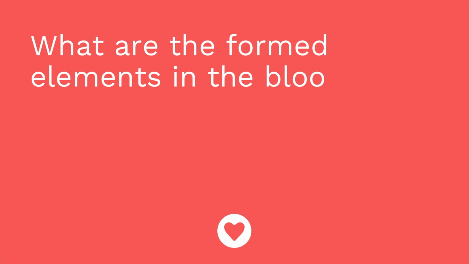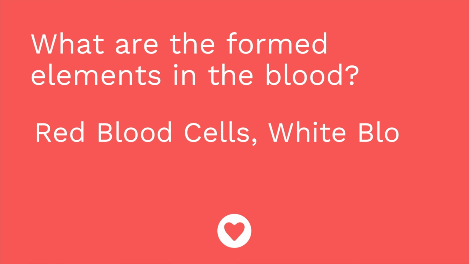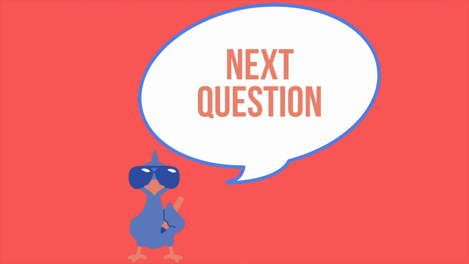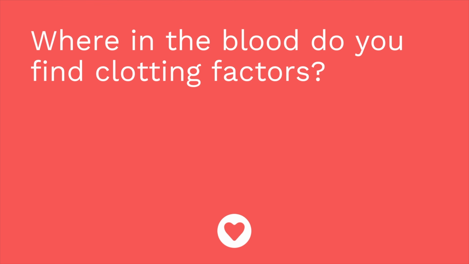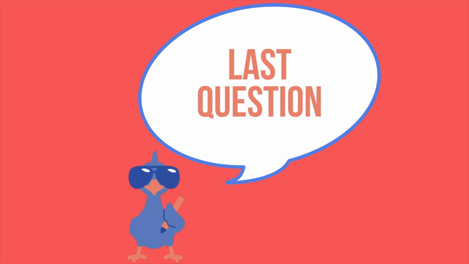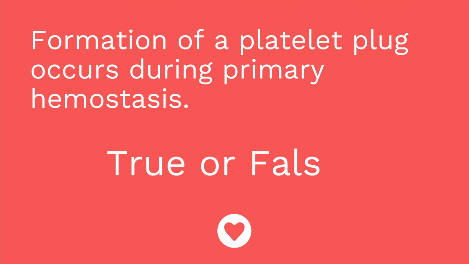All right, you guys ready for your quiz? Question number 1. What are the formed elements in the blood? The answer is red blood cells, white blood cells, and platelets. Question number 2. Where in the blood do you find clotting factors? If you said the plasma, you're correct. Question number 3 is a true-false question. Formation of a platelet plug occurs during primary hemostasis. The answer is true.